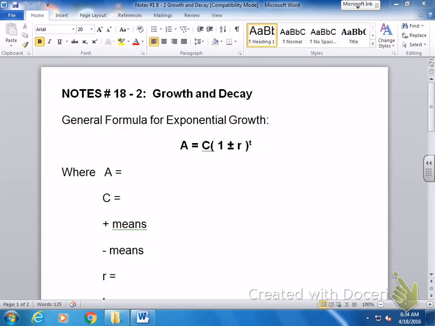All right, guys, so we're starting 18.2 today. It's called Growth and Decay. This is actually the last real new lesson before we take the STAR test. It's a pretty easy one. You just have to remember what all the variables mean in our general formula for exponential growth.